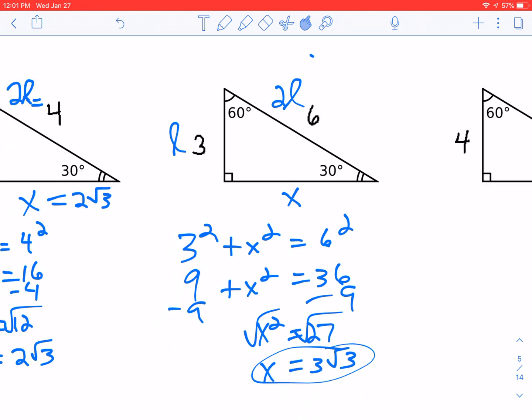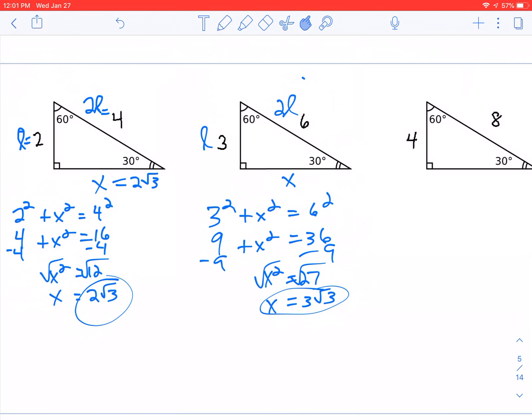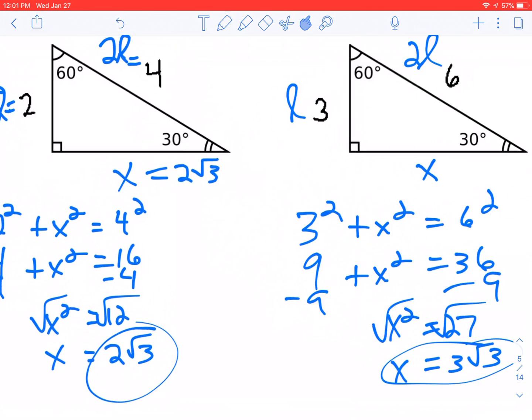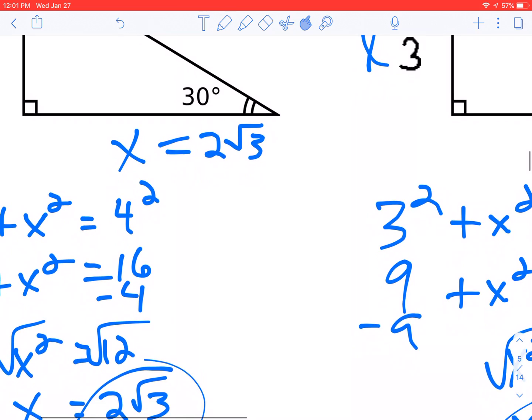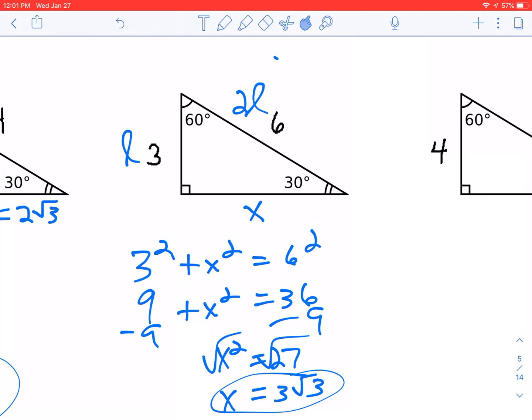Well, what do you notice the pattern here is? I got 2 root 3 here and 3 root 3 there. What is 2? 2 is L. So this will actually equal, L root 3 will be this side. Let's see if this is true. Does X equal L root 3? X equals L root 3. What is L? 3. 3 root 3.